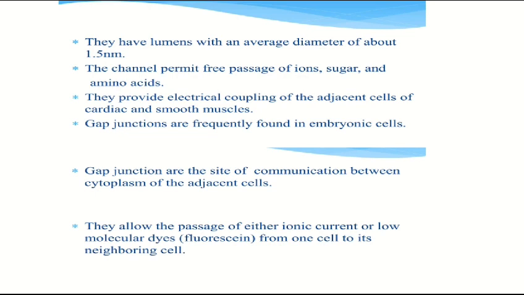They provide electrical coupling of the adjacent cells of cardiac and smooth muscles. Gap junctions are frequently found in embryonic cells. Gap junctions are the site of communication between the cytoplasm of the adjacent cells. They allow the passage of either ionic current or low molecular weight dyes from one cell to its neighboring cell.